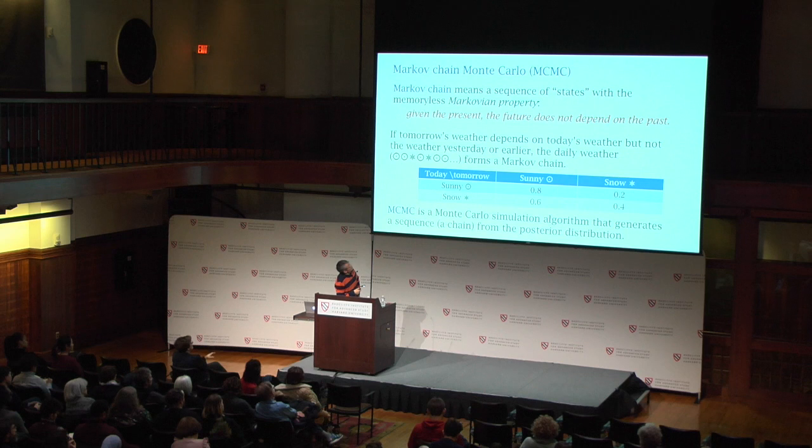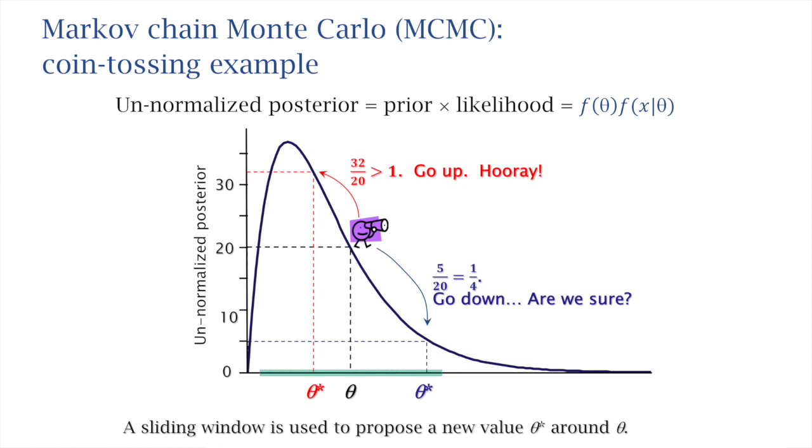So I have talked about the two pieces in this name. Basically, Markov Chain Monte Carlo is a computer simulation algorithm that generates a sequence of values or states which form a Markov chain. I'm now going to use that coin tossing example to explain how this works. So this is Markov Chain Monte Carlo.